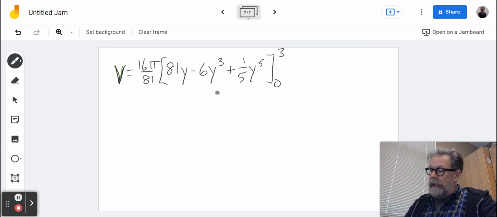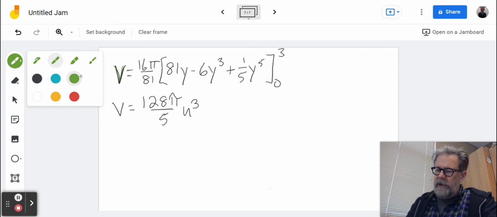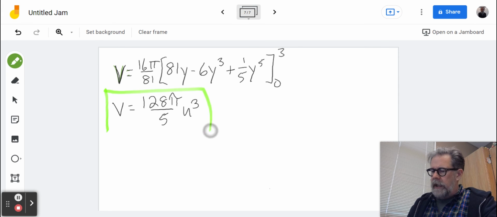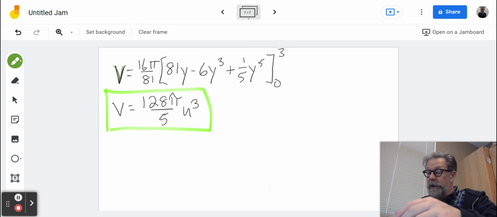And I'm not going to plug in the 0. Well, we don't have to plug in the 0, but I'm not going to plug in the 3 and go through all the math. What I end up with is 128 pi over 5 units cubed. And this of course is an exact answer. It has the advantage of being exact to as many decimal places as you need.